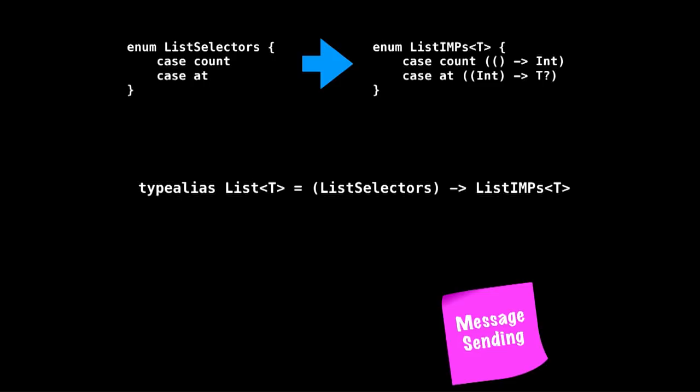And this is just dynamic binding of functions. This is saying, choose at runtime the function that I'm going to run. This is message sending. We have now built object-oriented programming.